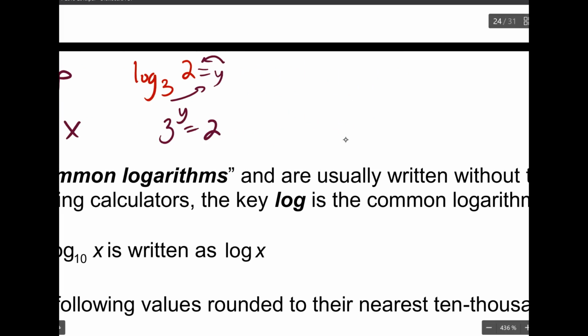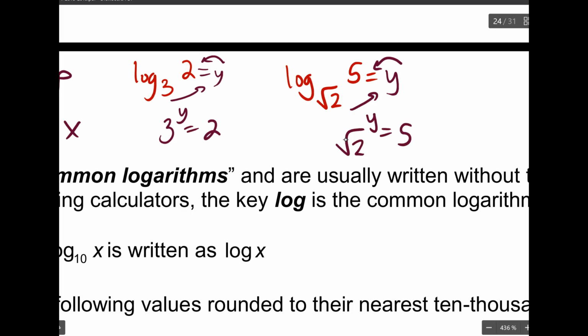What if I have something like log base square root 2 of 5? Like, what the heck does that even mean? Square root 2 to the y power equals 5. We just rewrite. It's like the little circle. We start with the base, go to the exponent, and then we go to what it's equal to. So this is a base of square root 2.